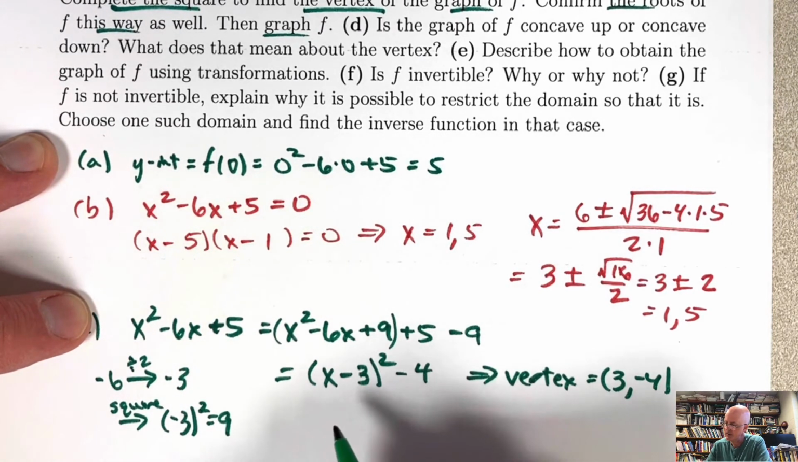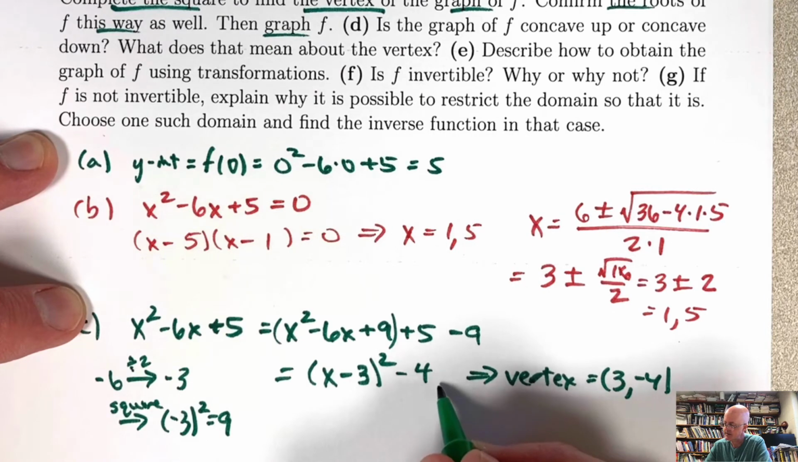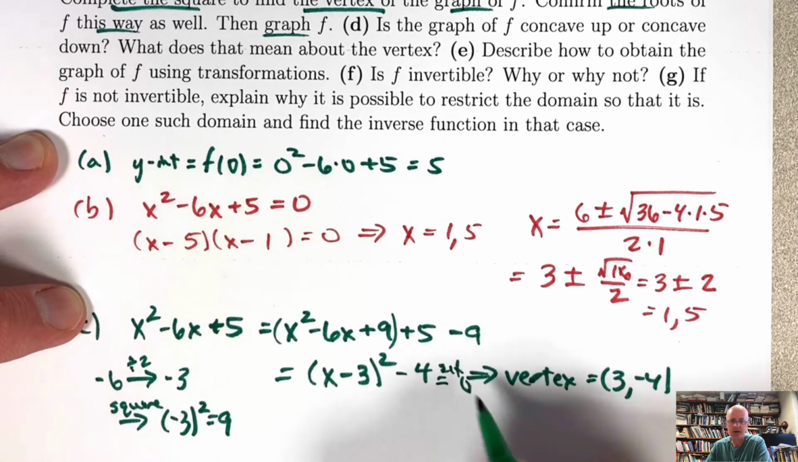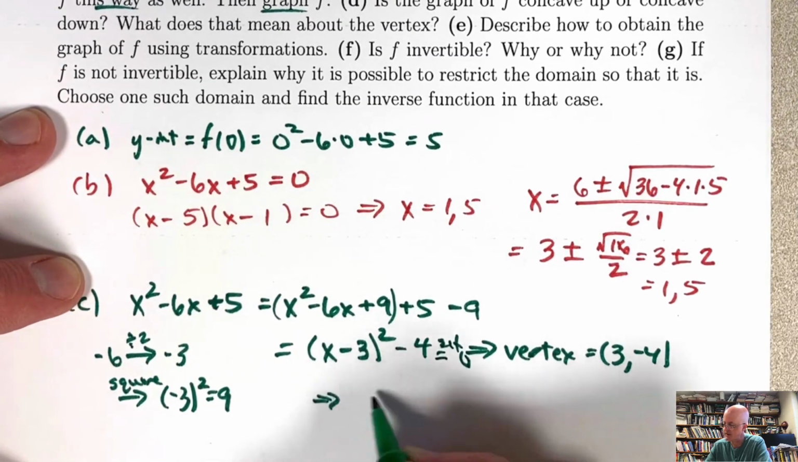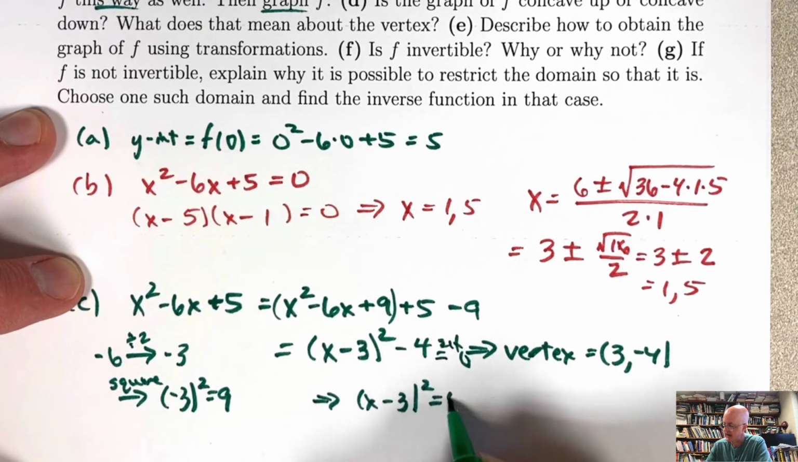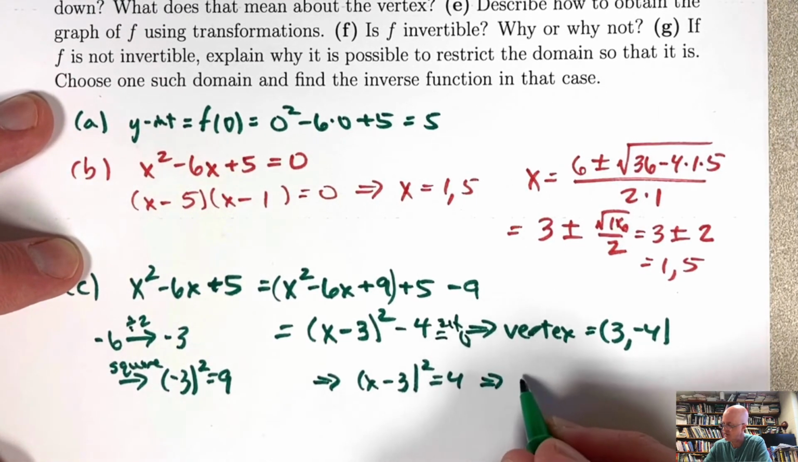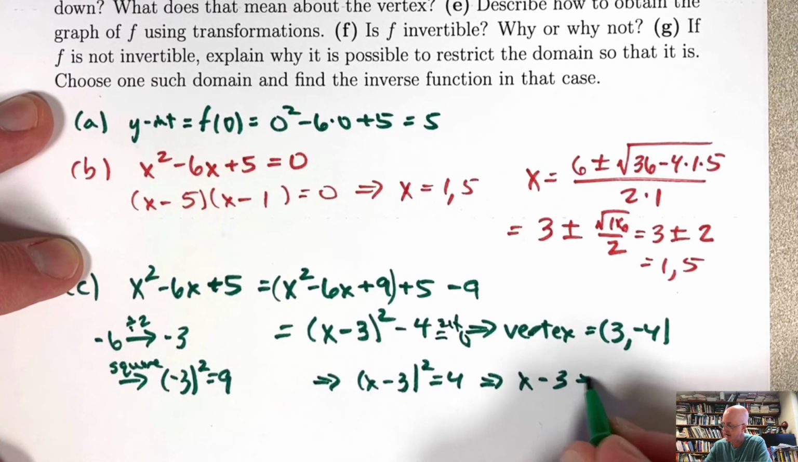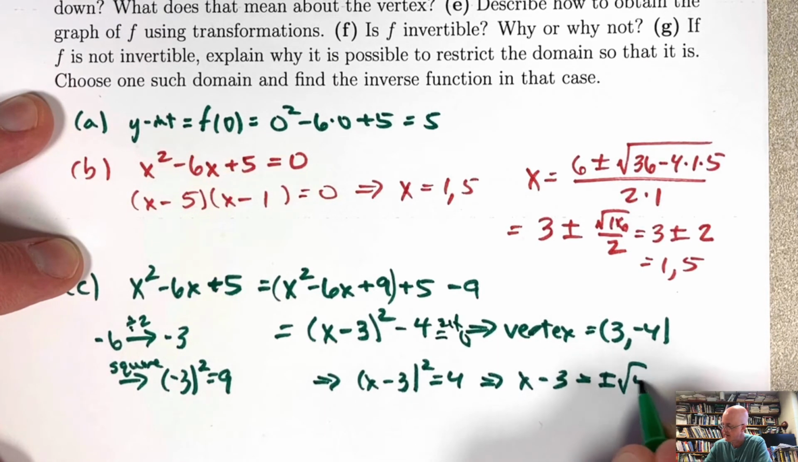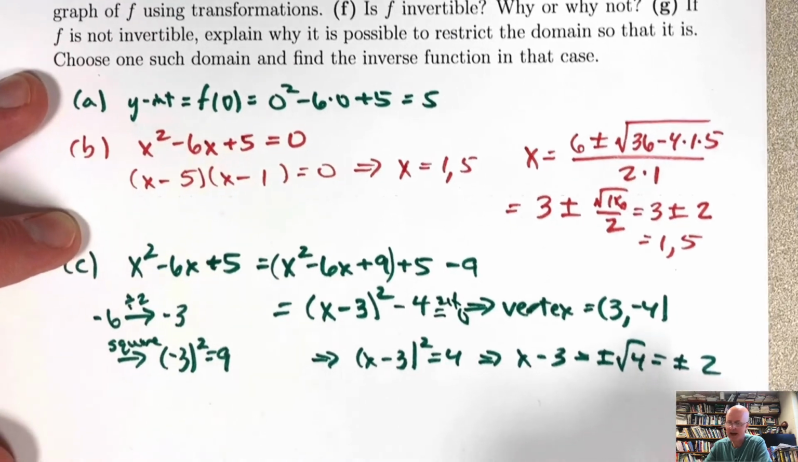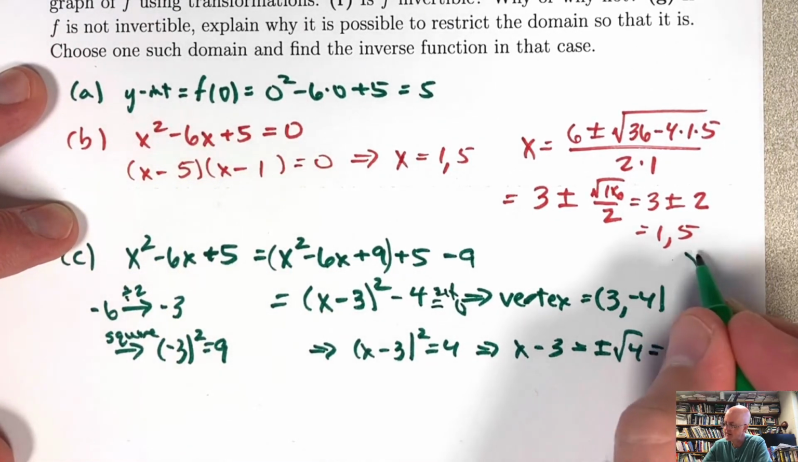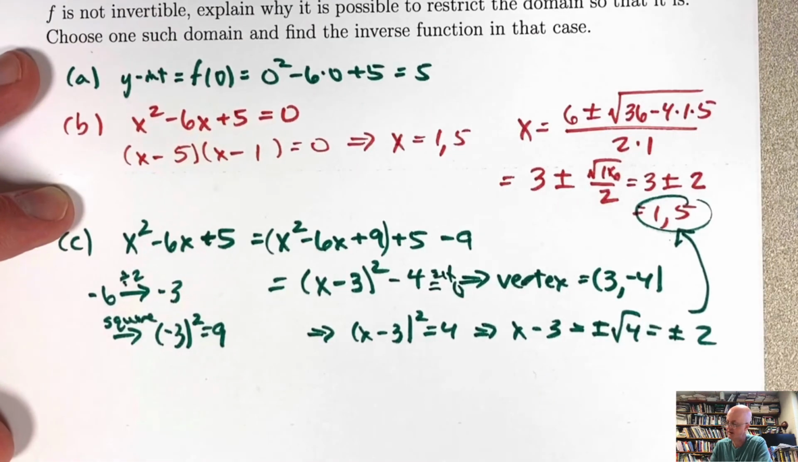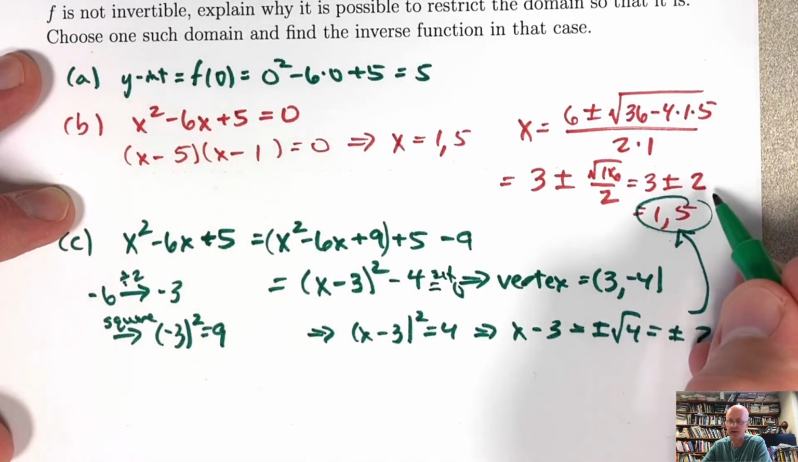Let's confirm the roots. If I set this equal to 0, the way you confirm the roots is you add 4 to both sides and then take plus or minus square roots of both sides, and you only have to put the plus or minus on the right. Plus or minus 2, and then add 3 to both sides, and you get x is 1 or 5 again. You get 3 plus or minus 2, just like we did up here.